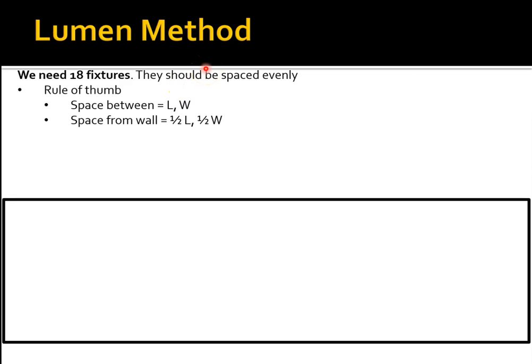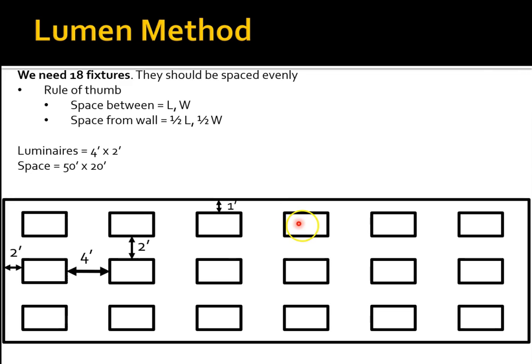We can have 6 rows of 3, 3 rows of 6, whatever. This is our room. Remember, it's 50 by 20, and our luminaires are 4 by 2. So we need 18 of them. If we want them spaced evenly, we can do something like this, right? Remember, this is 4 feet this way and 2 feet this way. And so we want to have 4 feet between them in this direction, and we have 2 feet between them in this direction. And then between the wall, we want half of 2, which is 1, and half of 4, which is 2. Right? So this is pretty ideal. It doesn't always work out this way, but in this case it does. So that's an ideal arrangement.